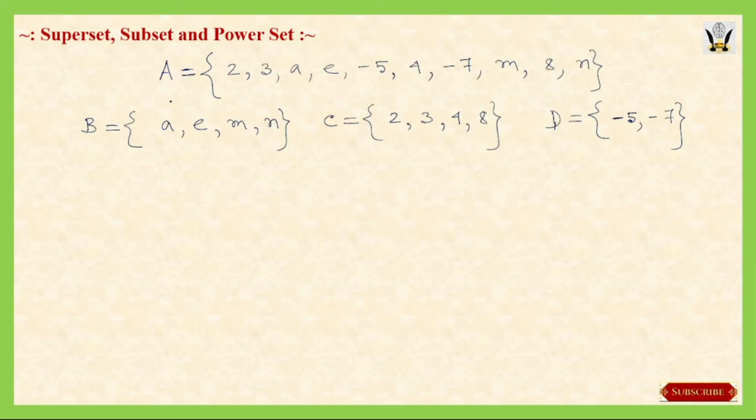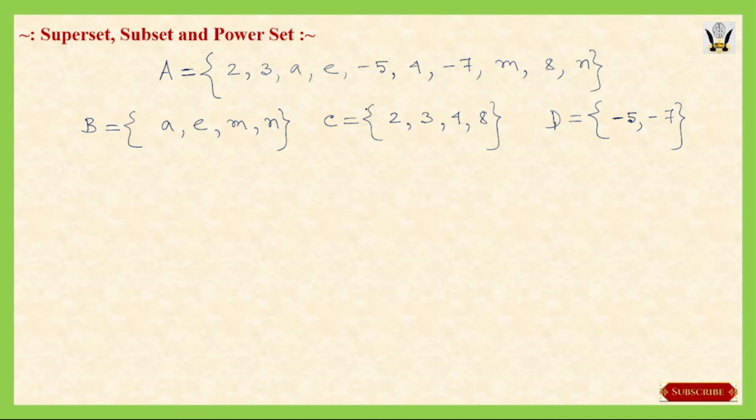To learn the concept of superset, subset and power set, first we will take a few examples. First we have taken a set A which has a few alphabets and numbers, and then we have taken three other sets where set B has 4 alphabets, and these 4 alphabets also belong to set A, and these are the only alphabets which set A has. Now set C has all the positive integers that set A has, and set D has all the negative integers that set A has.